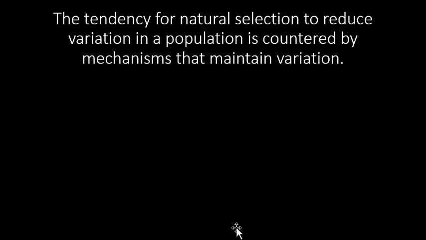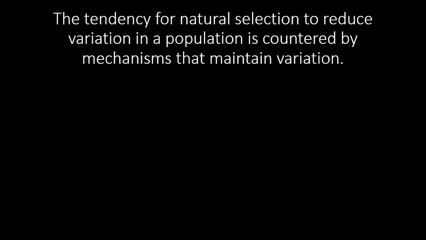The tendency for natural selection to reduce variation in populations is countered by the mechanisms that maintain variation. So what prevents natural selection from eliminating all the variation as it selects against unfavorable genotypes? And why aren't less adaptive alleles eliminated as the best alleles pass to the next generation? Well, in some cases, genetic variation is preserved rather than being reduced by natural selection. So sometimes what's best for the population is for genetic variation to be preserved.